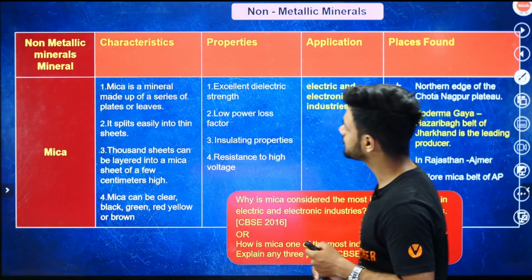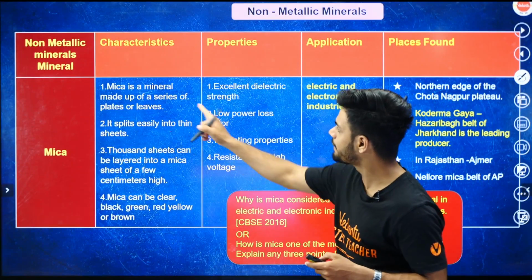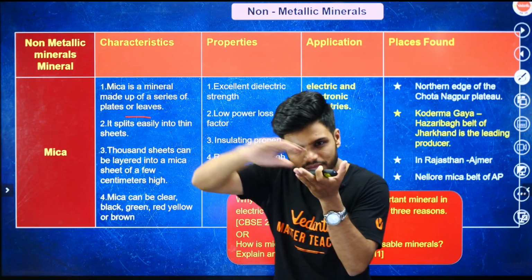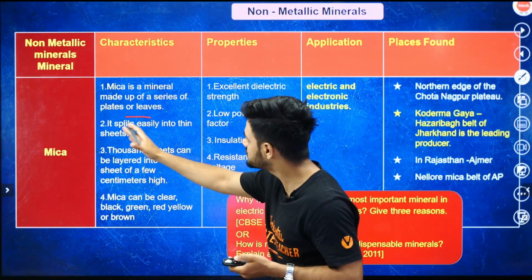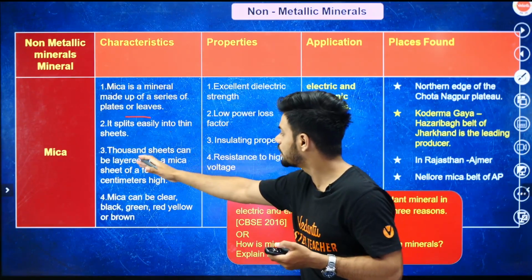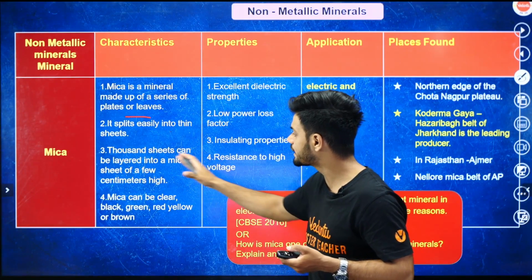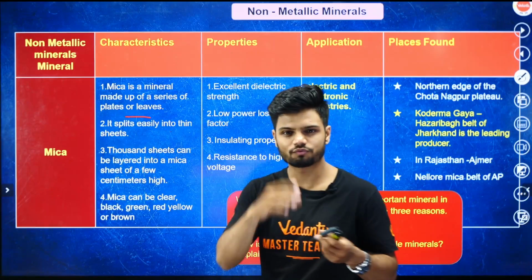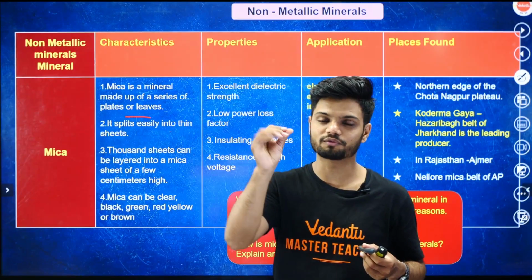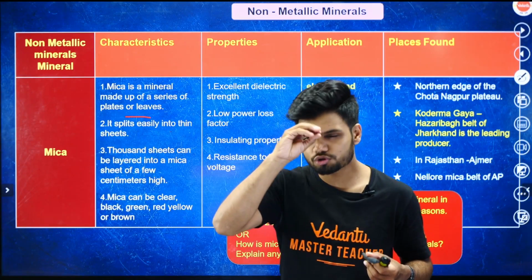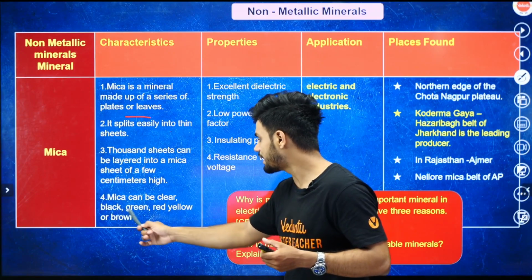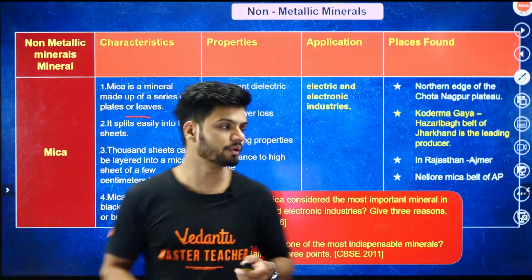Then we have non-metallic minerals such as mica. Mica is a mineral made up of a series of plates or leaves. So, layers one after another are there. It splits easily into thin sheets. 1,000 sheets can be laid into a mica sheet an inch high. This is its characteristic. It is very thin and sharp, like if you touch it, your hand will get cut. It can be clear, black, green, red or brown in nature.